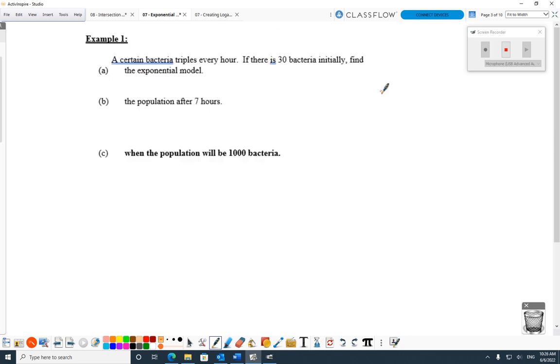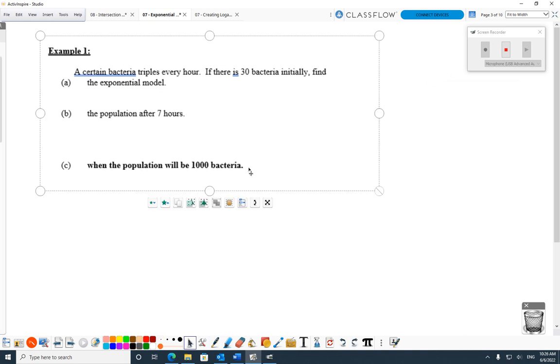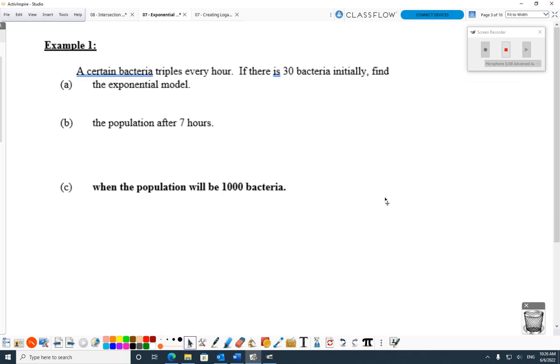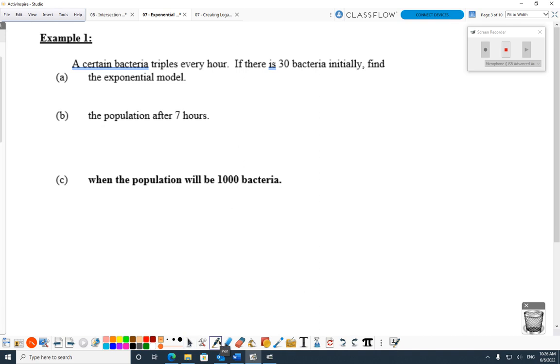So here's an example, and I love this example because it does 2 steps of grade 11 and then shows you the difference between a grade 11 and a grade 12 question. So here we go. Grade 11. A certain bacteria triples every hour. If there are 30 bacteria initially, find the exponential model. So the exponential model would be number of bacteria would be equal to initially 30, but now tripling every hour.